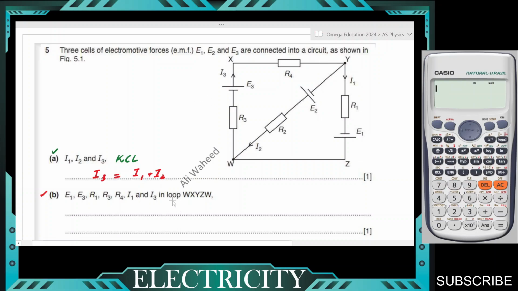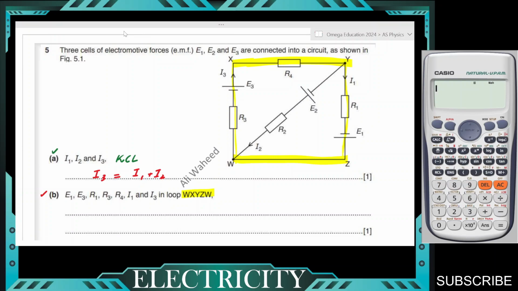So you have to choose a loop W, X, Y, Z, W. This is given in the question. Now you have to apply KVL for this loop: W to X, then X to Y, then Y to Z, and then from Z to W. So the central part, the diagonal, is not part of the loop right now. We have to use the outer loop, W, X, Y, Z, and back to W.